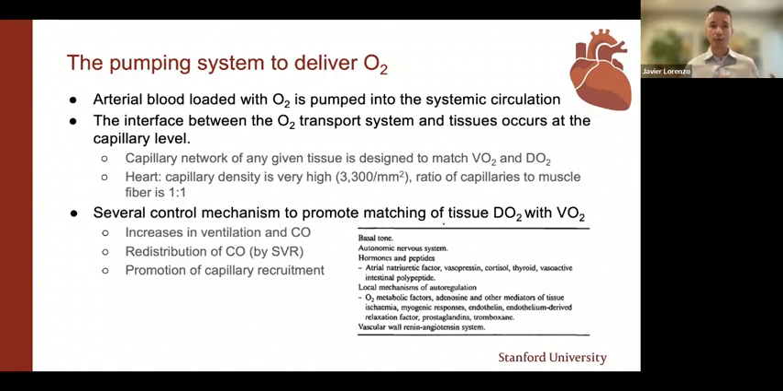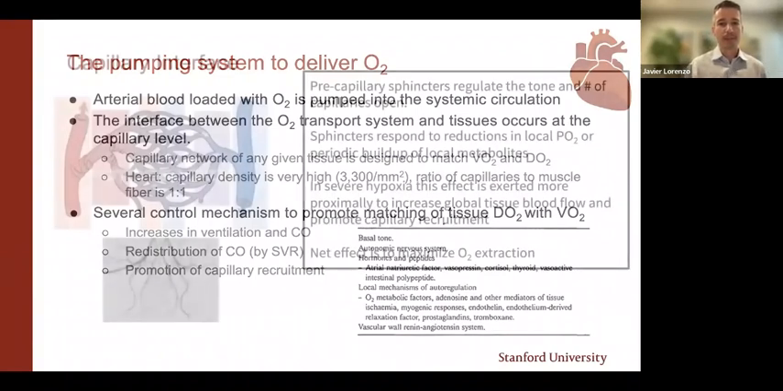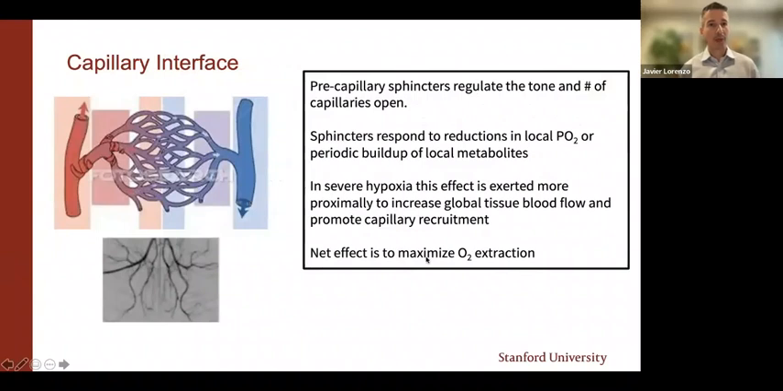That is true in the rest of the body, although there is one organ in which we might not do it the way we expected, and that's the lungs. The lung is the one organ in which we will be shunting blood away from areas that are more hypoxic towards areas that are better ventilated. But for the most part, the rest of your body will have the opposite control. Recruiting capillaries is one way in which we can do that.